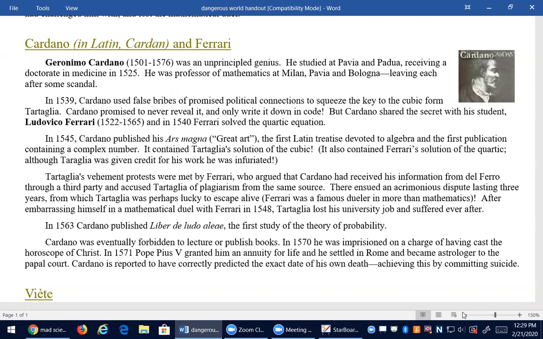Cardano published again, the first theory of probability, but eventually he was forbidden to lecture or publish books because no one liked him. He kept getting in trouble. He was imprisoned. At this point, the Catholic Church thought that astrology was real, horoscopes were good. So Cardano said, great, let's figure out, since we know when he was born, what Jesus' horoscope would be and what would happen in his life, which doesn't match up to what actually happened. And so the Pope got upset. And anyway, Cardano was reported to have correctly predicted the exact date of his own death. He did that by committing suicide.